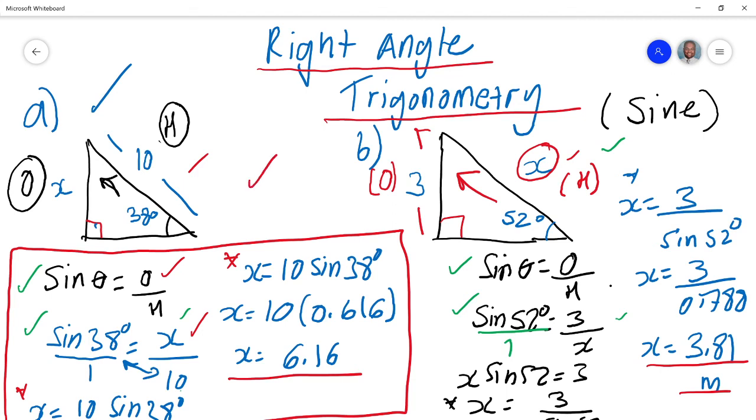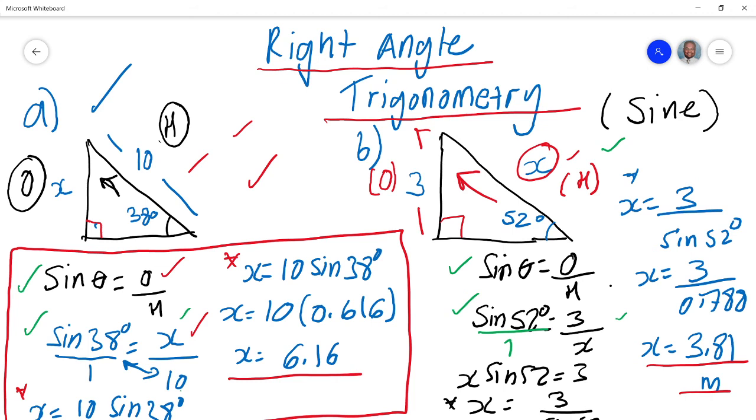If you look at A, it's slightly different. From here onwards, it's the same. But finally, what we are doing is multiplying. We are multiplying 10 times sine 38. So it's very, very important to really pay attention to what you're trying to work out. Your ratios are the same, but the approach to finding your answer differs. If you're finding the opposite, you multiply the length and the sine of the angle. If you're finding your hypotenuse, you're dividing 3 over the sine of that angle, as you can see there.